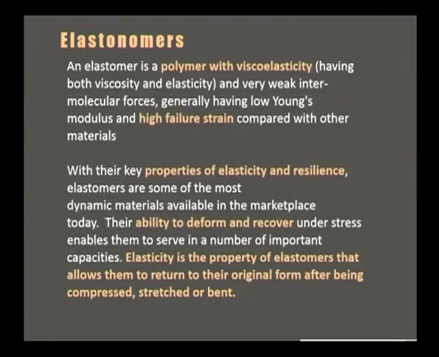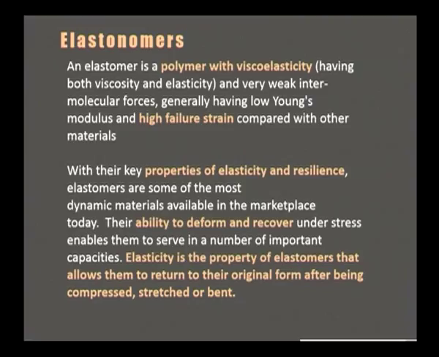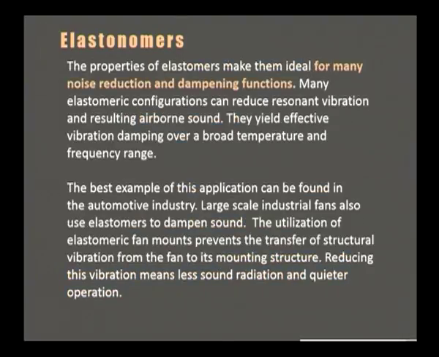So, with their key properties of elasticity and resilience, elastomers are some of the most dynamic materials available in the marketplace today. Apart from plastic being used directly, it can also be used in an elastic form in order to be used in sealant industries. Their ability to form, deform and recover under stress enables them to serve in a number of important capacities. The properties of elastomers make them very ideal for many noise reduction and dampening functions.